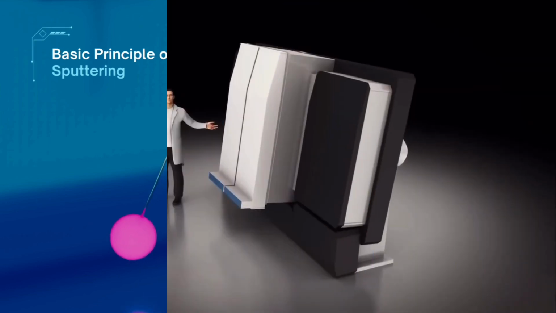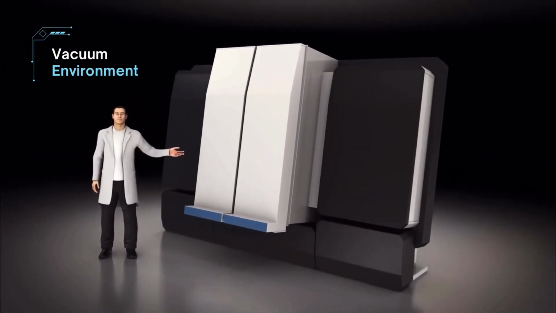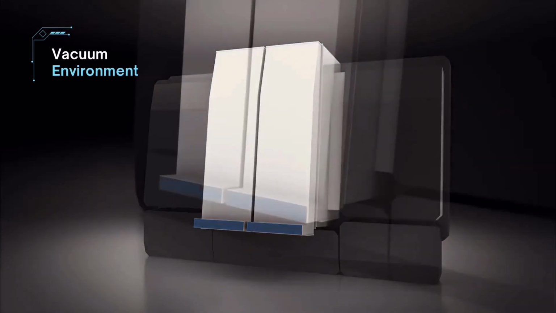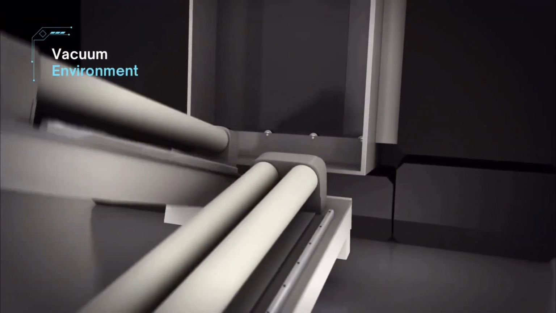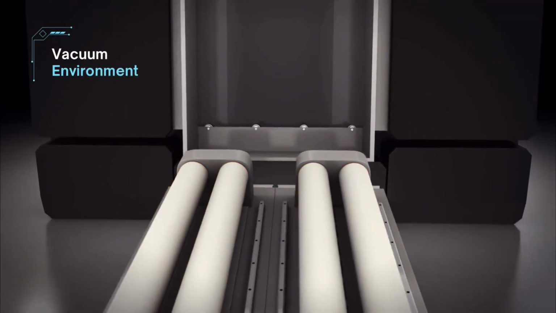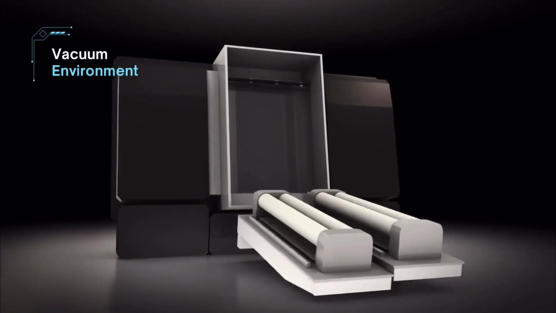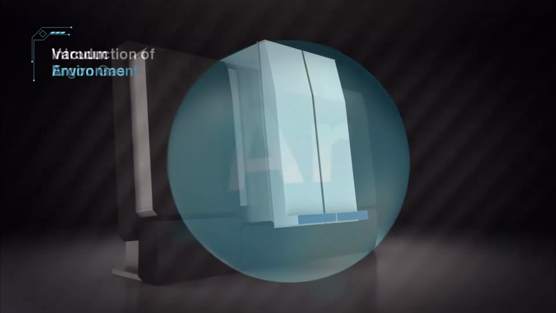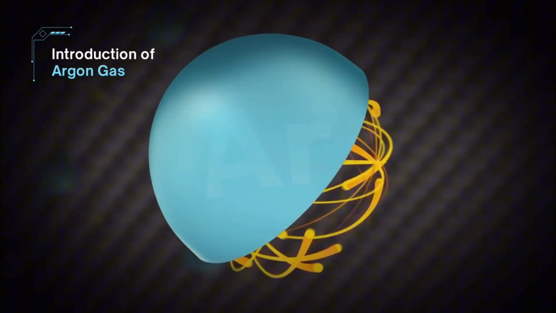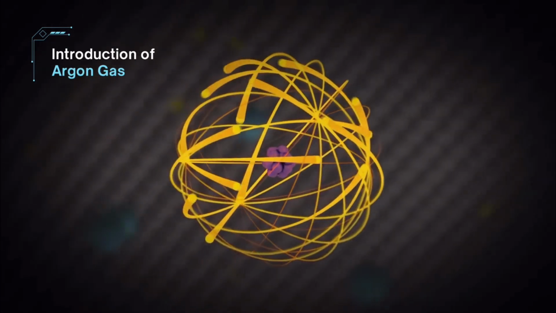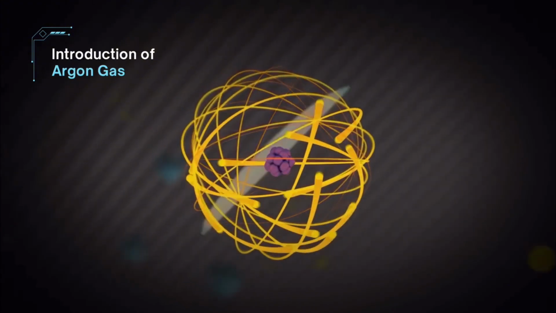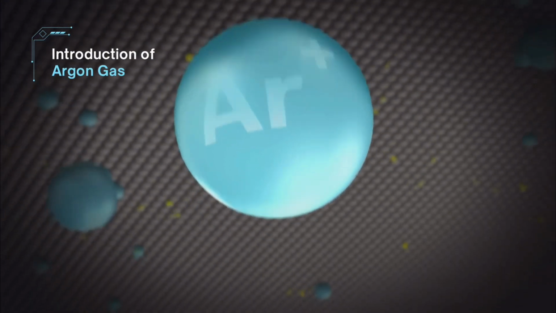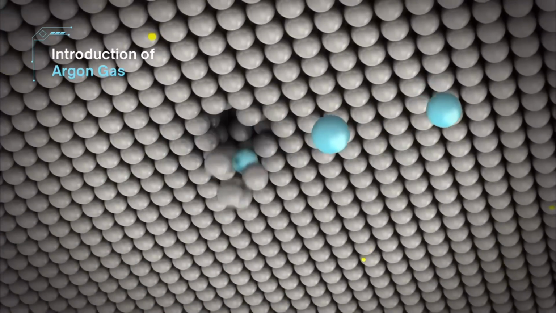The sputtering process begins by evacuating air from the chamber using a vacuum pump. Creating an ultra-high vacuum environment is important because it prevents contamination and allows sputtered atoms to travel directly from the target to the substrate without interference from air molecules. After vacuum is achieved, argon gas is introduced into the chamber. Argon is used because it is chemically inert and relatively heavy, making it effective for transferring momentum during ion bombardment, while not reacting with the target material.